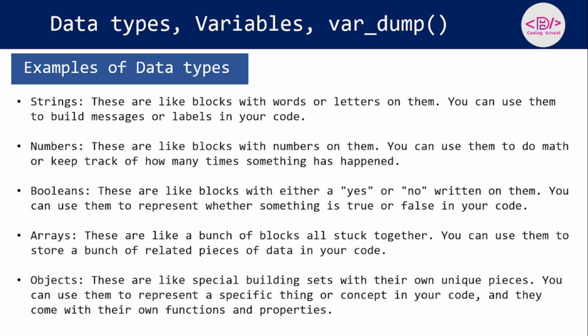Okay, and then the last one we have objects. Now these are like special building sets with their own unique pieces. You can use them to represent specific things or concepts in your code, and they come with their own functions and properties. So objects, they are very special and different in how we use them. We are going to jump into examples and then you will see how different they are.